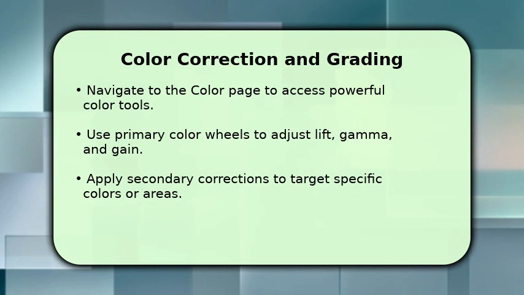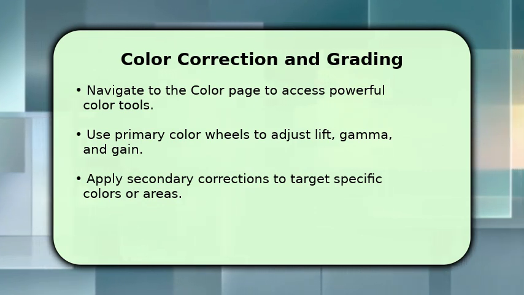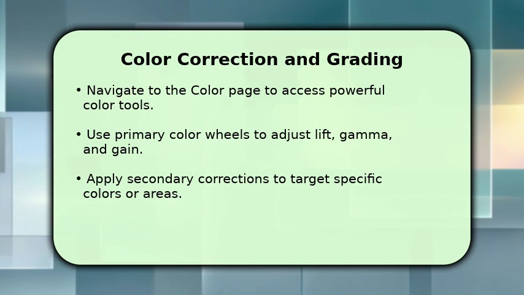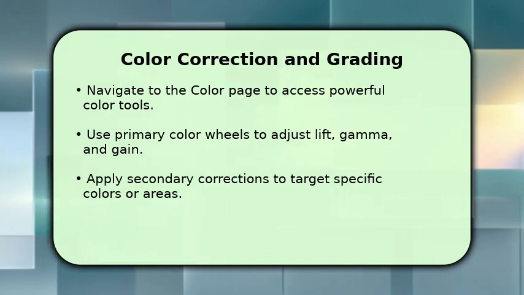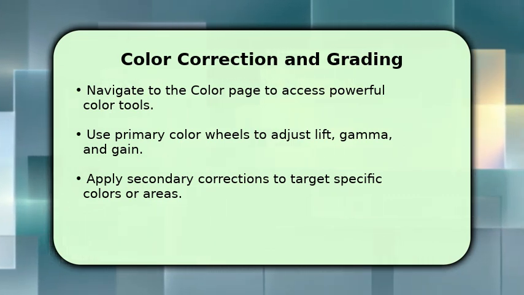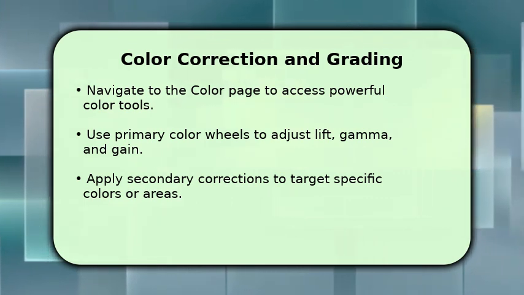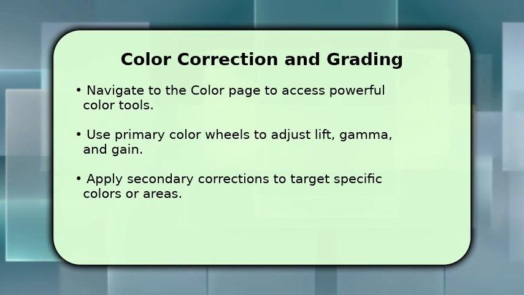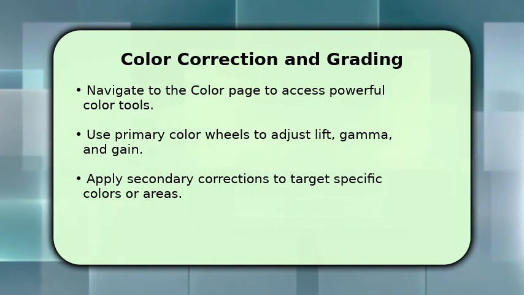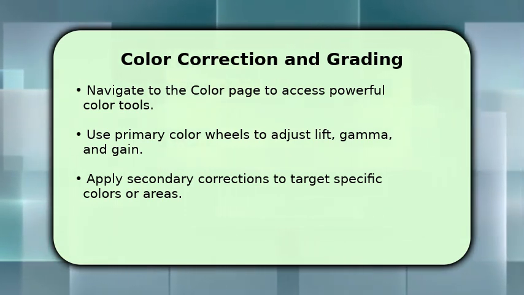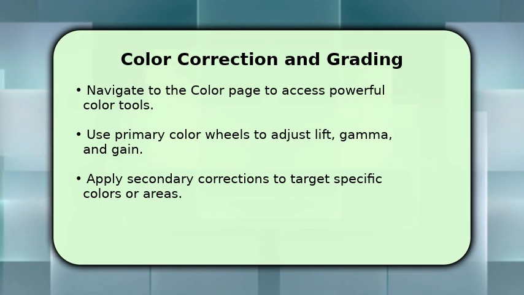For more precise adjustments, use secondary corrections to isolate and modify specific colors, like making a sky bluer or skin tones warmer. Always refer to the scopes, such as the waveform and vector scope, to ensure your colors are balanced and within broadcast-safe limits, typically between 0 and 1023 on a 10-bit scale.